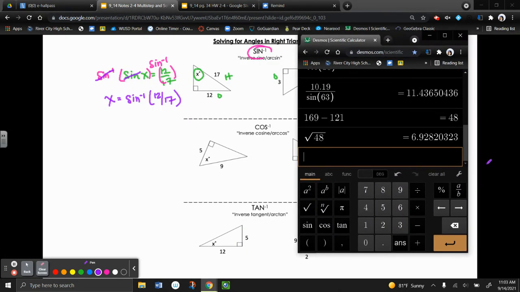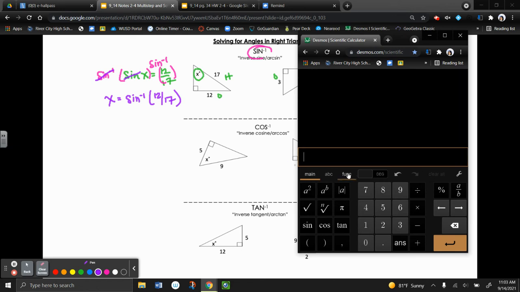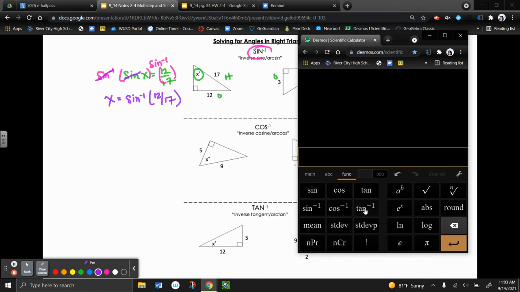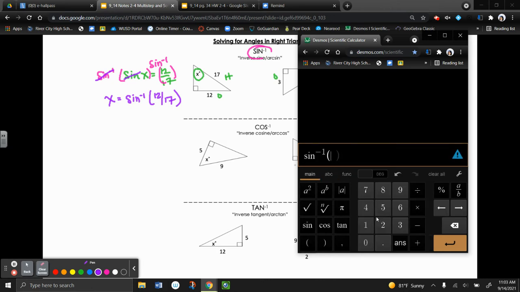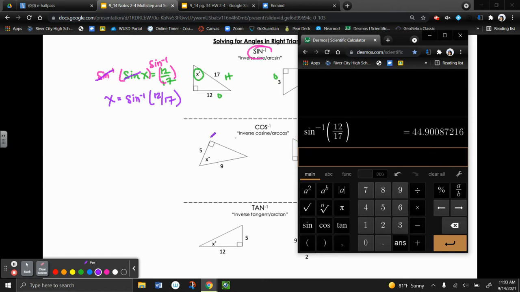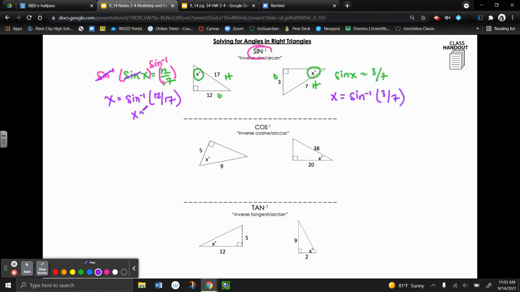Using the Desmos calculator, you're going to hit the function button, and that pops up the inverse trig functions. So inverse sine, and then it's going to be 12/17. We're going to get 44.90 degrees.